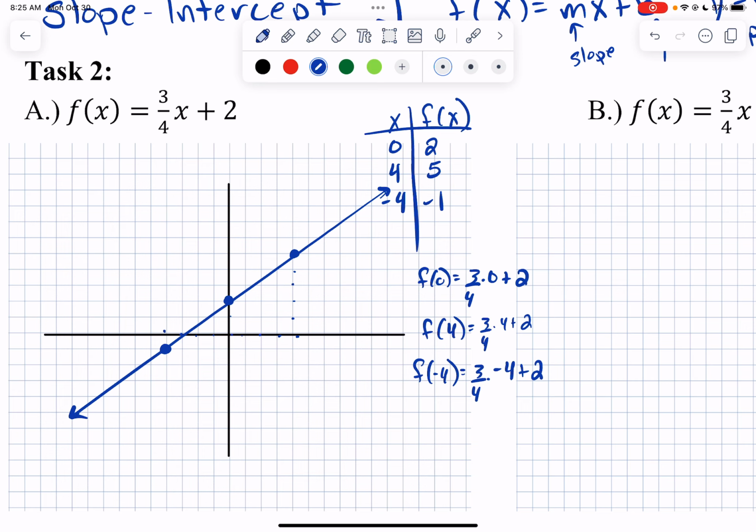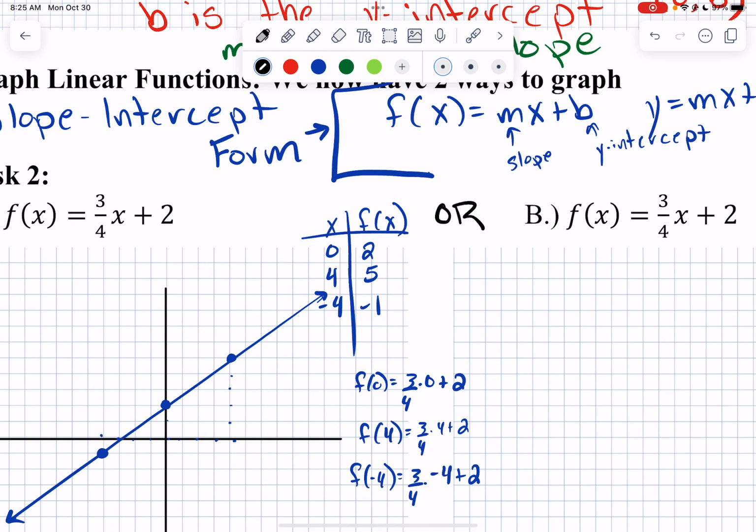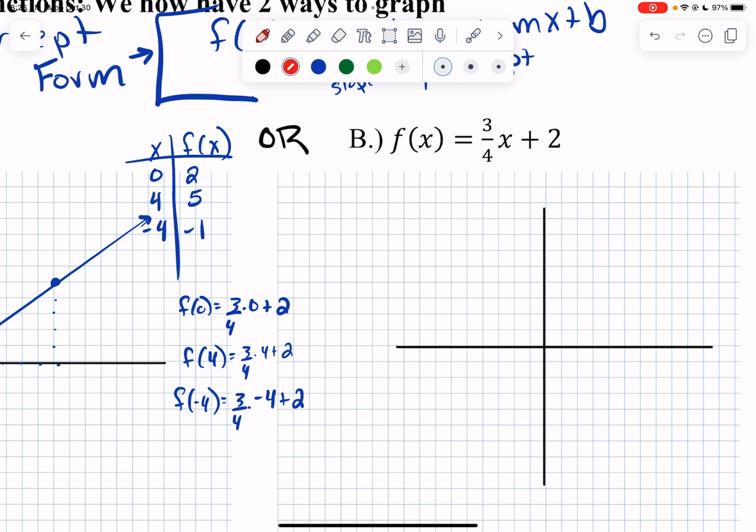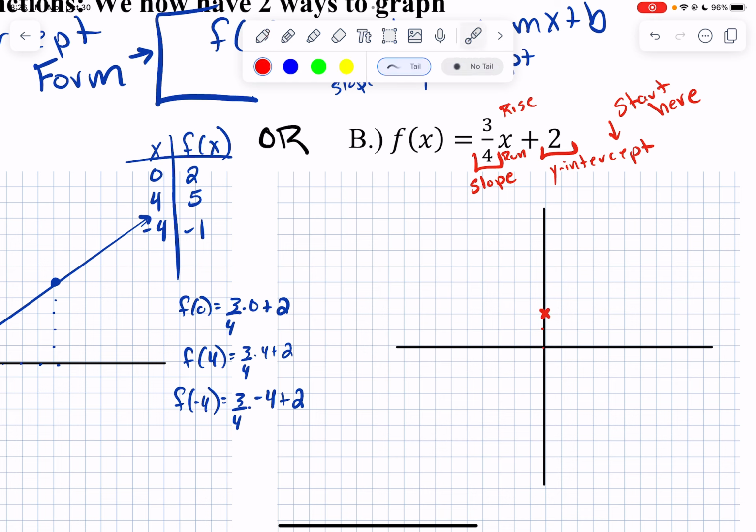Or I can graph it using the slope and the y-intercept. I look at this equation and identify the slope and the y-intercept. My y-intercept is 2. My slope is 3/4, which tells me rise is 3, run is 4. So you start at the y-intercept. I know this needs to cross the y-axis at 2, so there's my y-intercept right there.